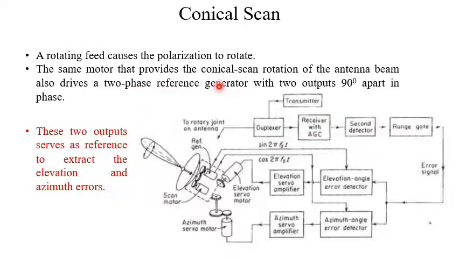The same motor that provides the conical scan rotation of the antenna beam also drives a two-phase reference generator with two outputs 90 degrees apart in phase. One is sine, another is cosine. Sine is given to the elevation angle and cosine signal is given to the azimuth angle. These two outputs serve as reference to extract the elevation and azimuth errors.